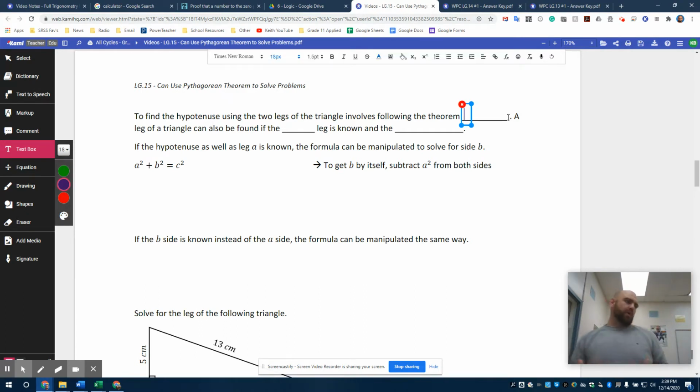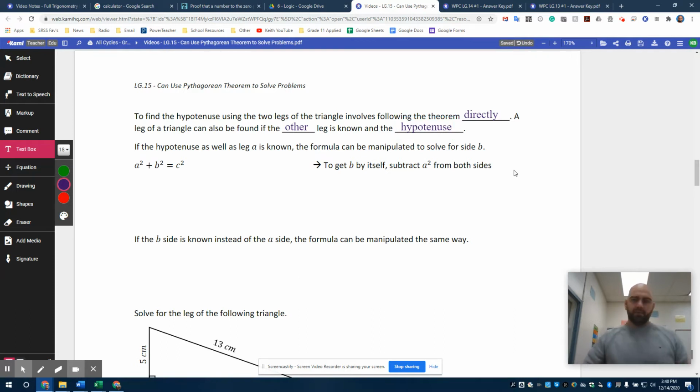To find the hypotenuse using the two legs of the triangle, we use the theorem directly. So we're going to do it exactly the way it shows: a squared plus b squared equals c squared. Now, a leg of a triangle can also be found if the other leg is known, as well as the hypotenuse. So if we know one leg and the hypotenuse, we can solve for the other leg.